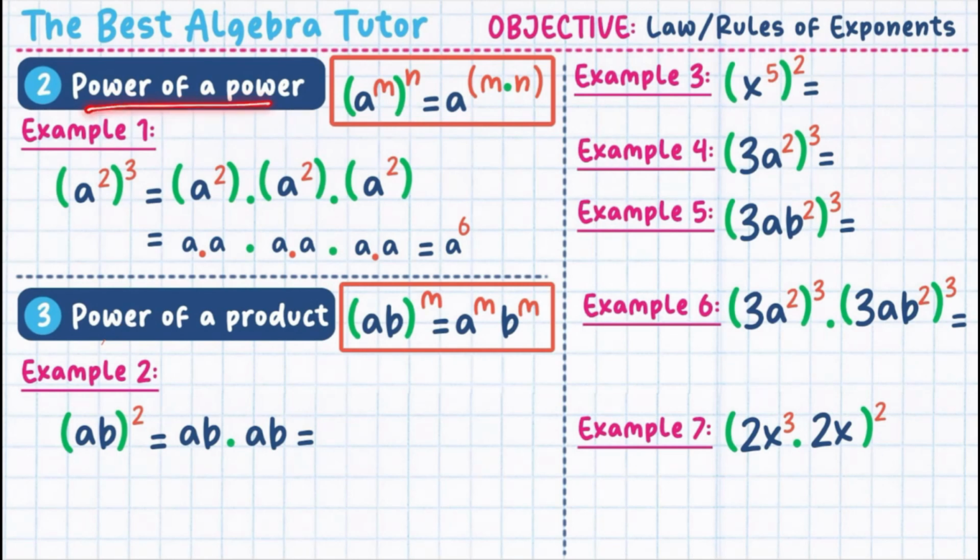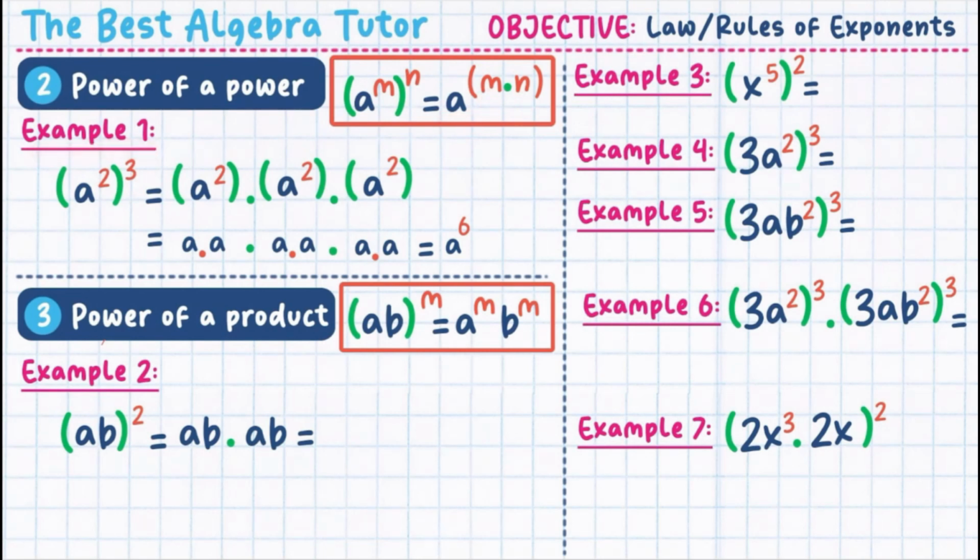We have power of a power and power of a product. For power of a power, we have our base a raised to the power of m to the power of n. For this rule, you keep the base and you multiply the exponent.